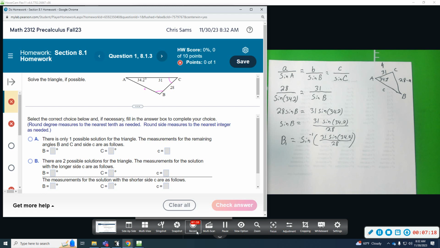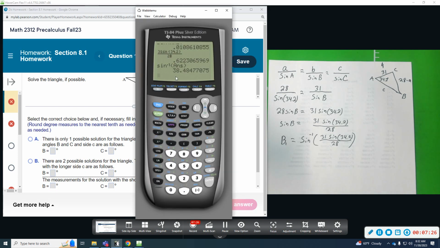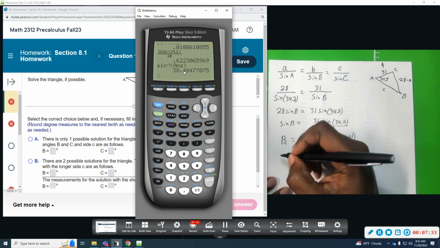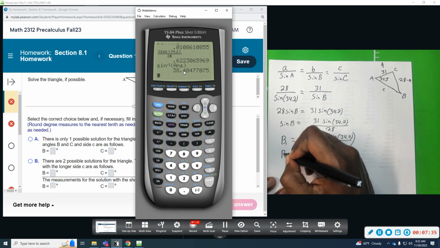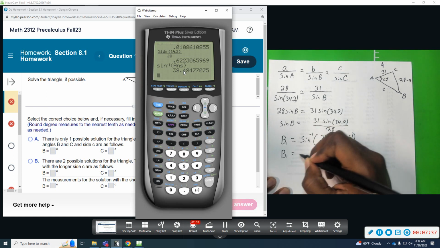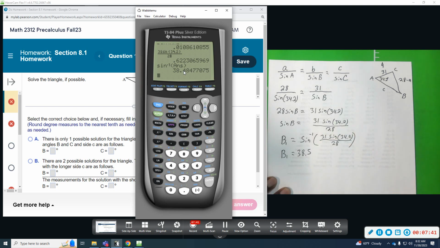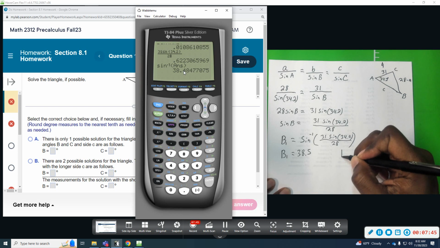the nearest tenth, so 1 decimal place, okay? So if I round this to 1 decimal place, this is 38.5. Okay, so we're going to call B1 38.5. Okay, so just like I was showing you, there's two possible answers. So I'm going to find B2 right now.